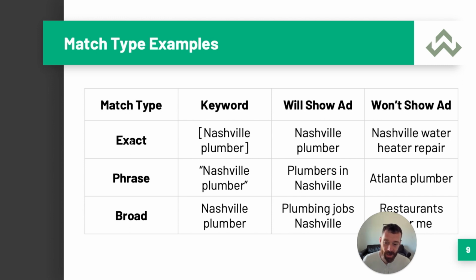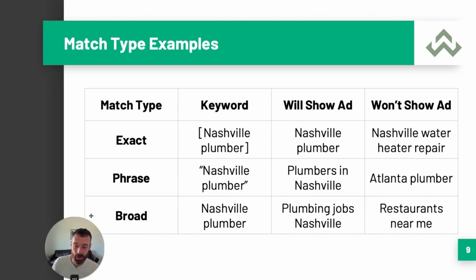Let's say you have exact match, for example. I've created an exact match by putting the brackets around it, Nashville plumber. Nashville plumber obviously will trigger your ad. If it's plural or a really close variation, it'll do it as well. Nashville plumbers, for example, will still trigger it. Nashville water heater repair will not trigger your ad if you're using an exact match type. Although this person is looking for a plumber, it doesn't match exactly, so it won't trigger your ad.